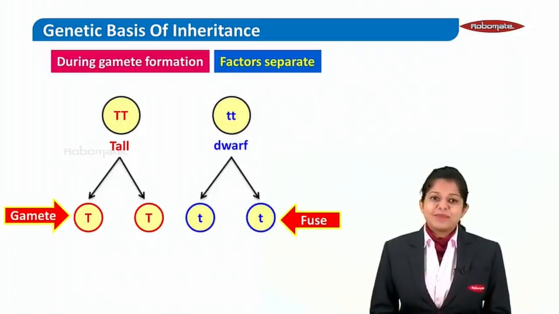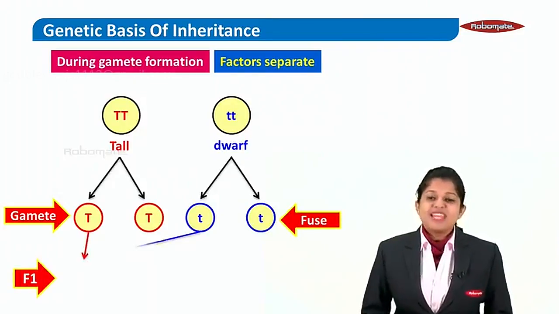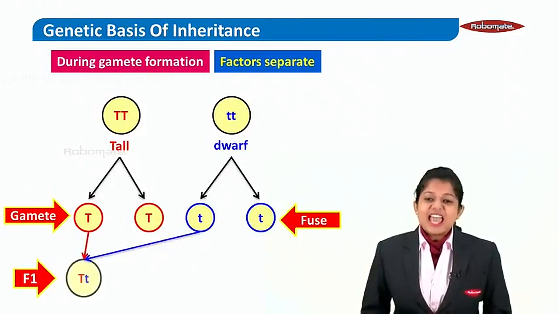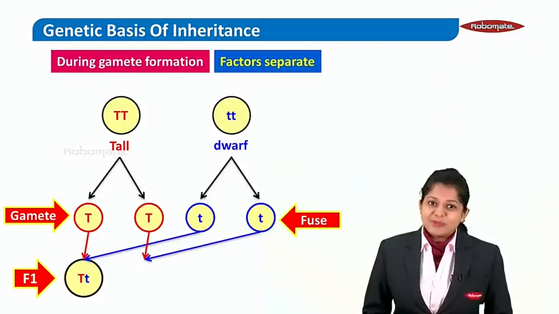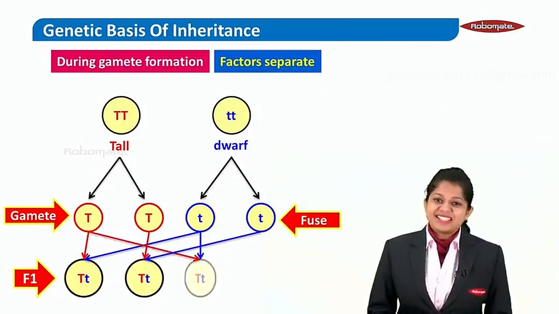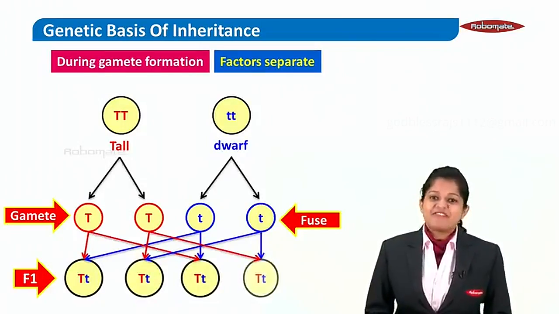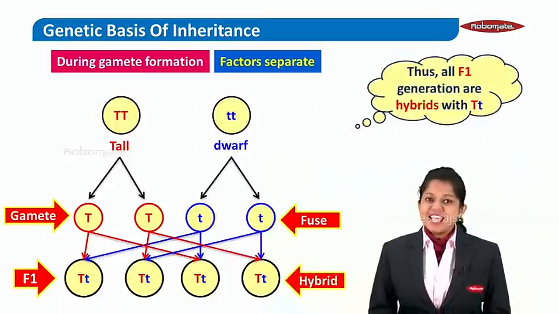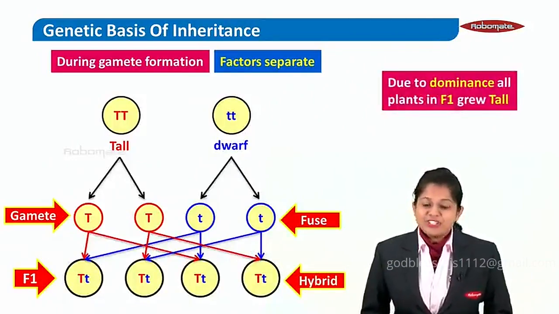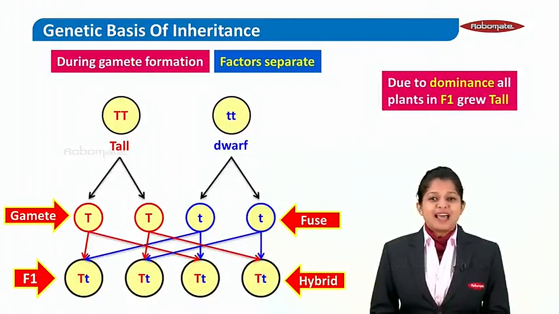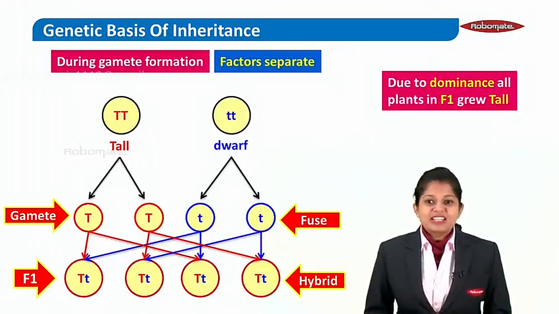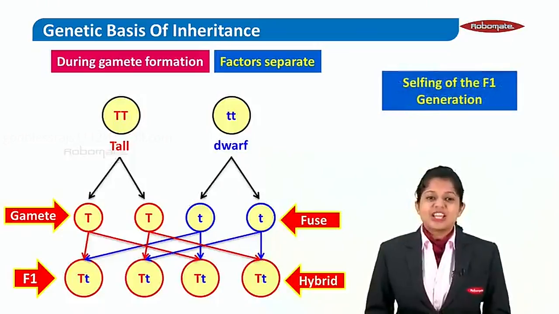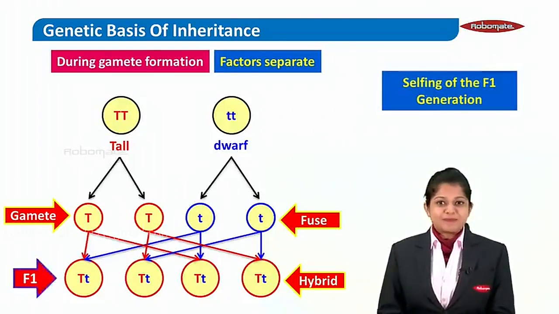Further, these gametes fuse to form the F1 generation. The F1 generation is seen to have a combination of both the dominant trait and the recessive trait. Hence, the F1 generation is a hybrid. Now, due to dominance, all the plants in the F1 grew to be tall. Further, this F1 generation underwent selfing.